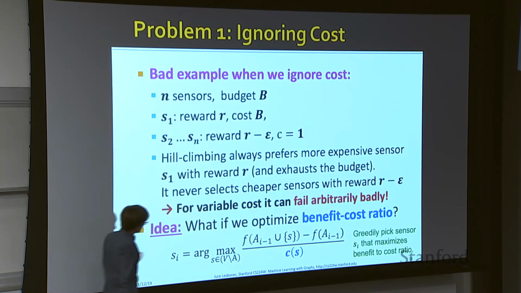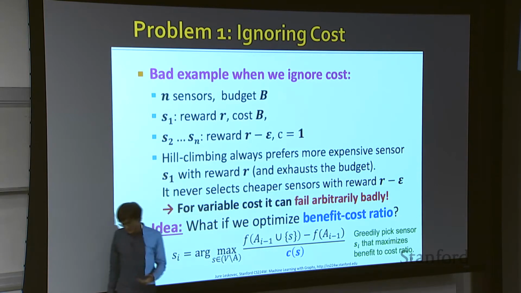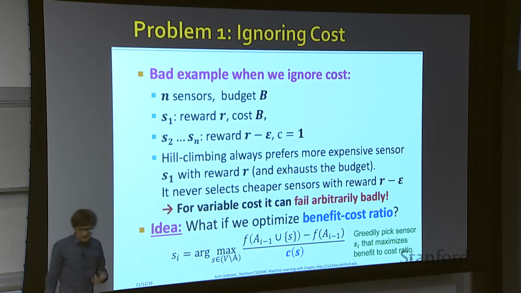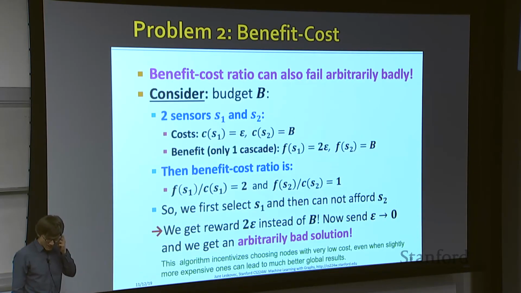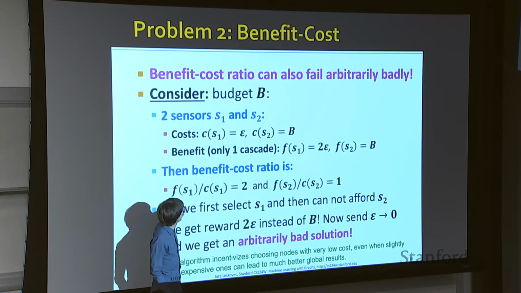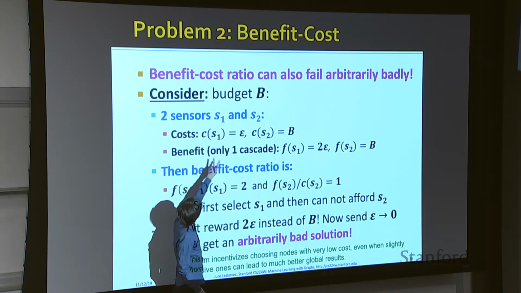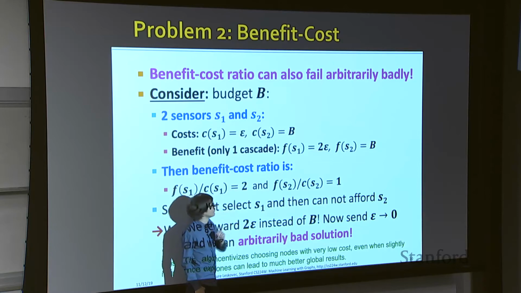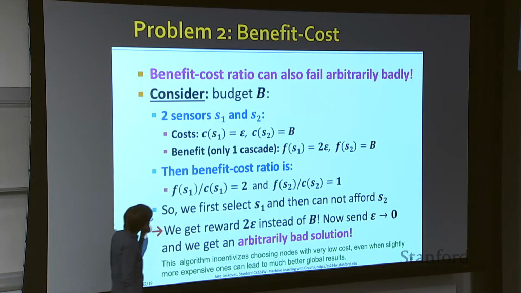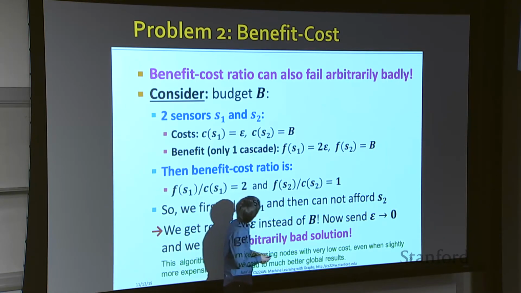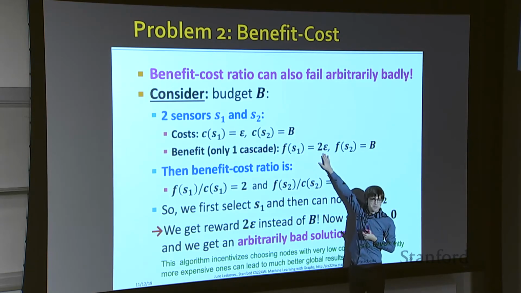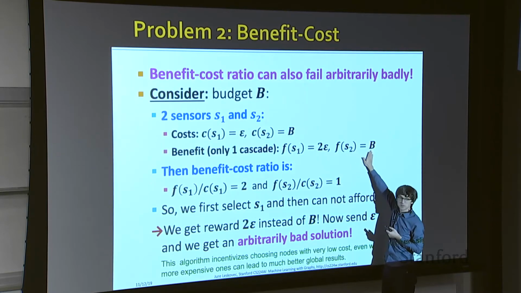Let me show you a different case where again this will fail arbitrarily badly. So even though this seems like a good idea, it can also fail terribly, right? So let me give you an example. So here I have two sensors, S1 and S2. S1 is super cheap. It costs me epsilon, very little, 1 cent. And then S2 costs me B, my entire budget. Let's say that I have just one outbreak. And let's say that the benefit of S1 is 2 times epsilon, while the benefit of S2 is B.